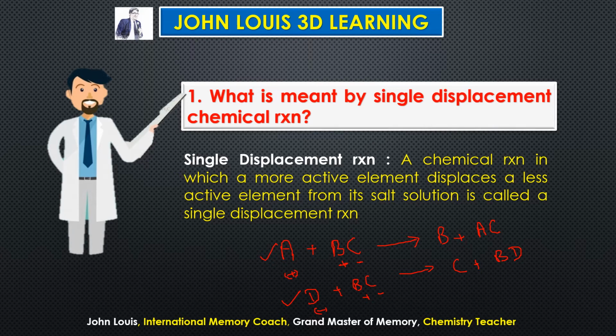And A should be more reactive than B. Only then A can displace B. Similarly here, D should be more reactive than C. Only then D can displace C. That's what it is given here: a chemical reaction in which a more reactive or more active element displaces a less active element from its salt solution. What I told you, salt solution, is dissolving a compound in water. So that will be known as its salt solution. The element should be more active than the ions present in that compound. Only then can it displace. Hope you understood what is meant by single displacement reaction.